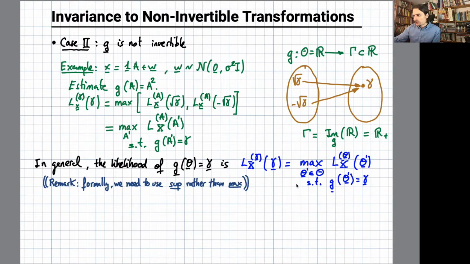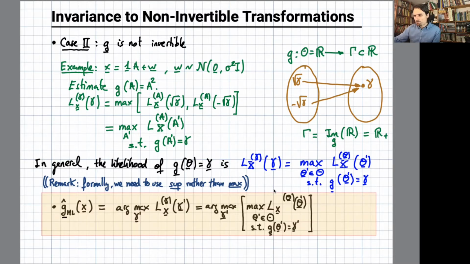Just as a side note, in many of these expressions where we are writing max, we should actually write sup, as a supremum, but I decided to just write max so as not to complicate things, because this course is intended for people with different backgrounds. So the maximum likelihood estimator of G is, as always, the maximum of the likelihood function.